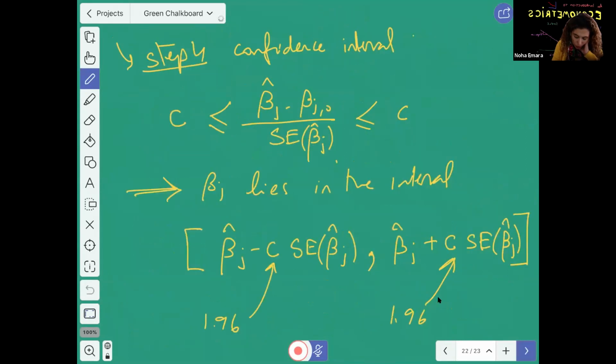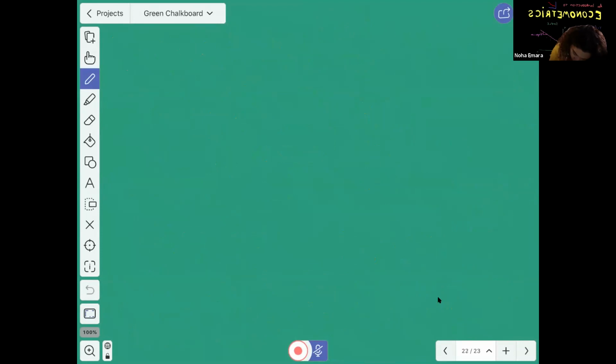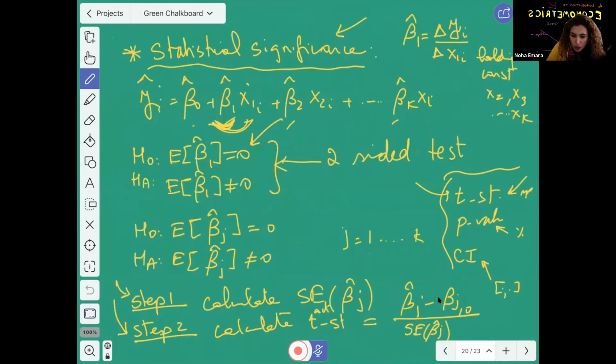The one thing I forgot to mention is that I will give you the standard error most of the time. The question would always include the standard error, so you don't have to worry about computing it, although computing it is not hard to do. I just want to let you know that this would be given to you in the question. So let me show you an example.